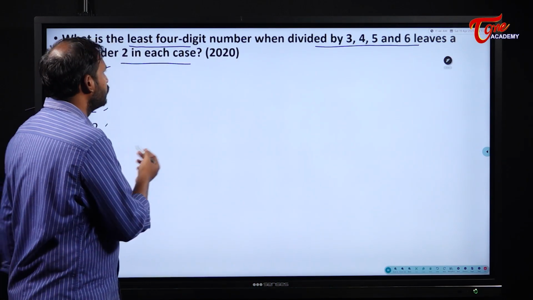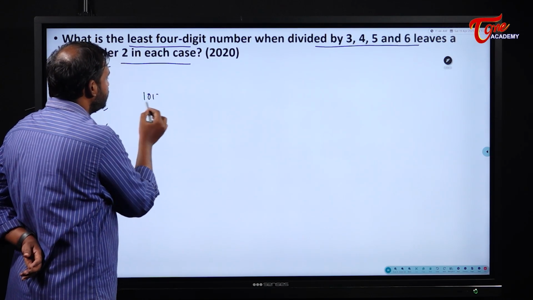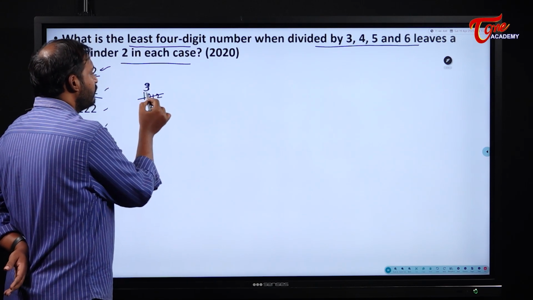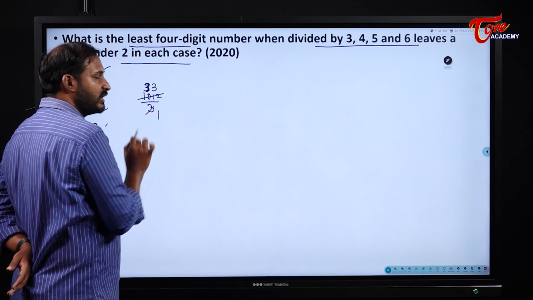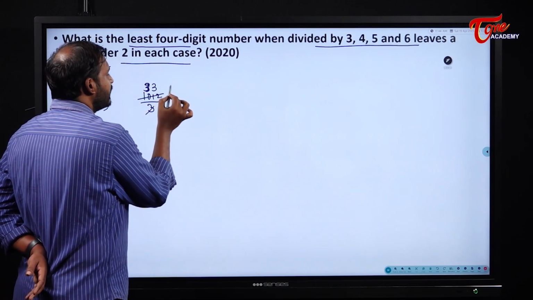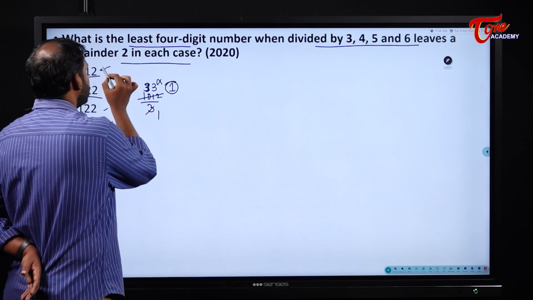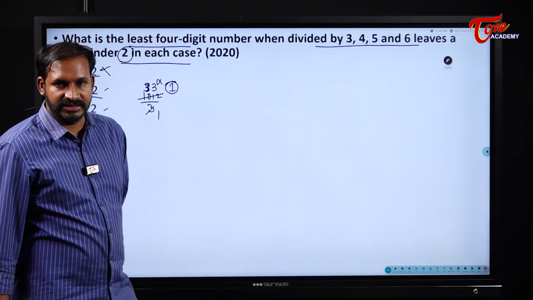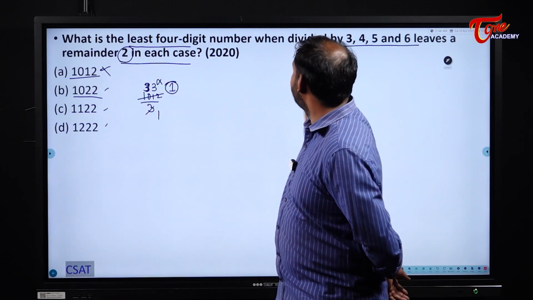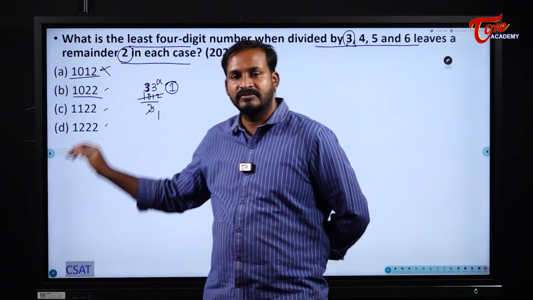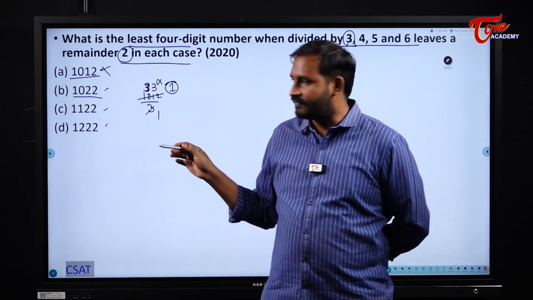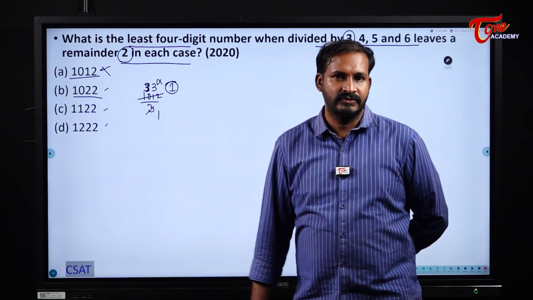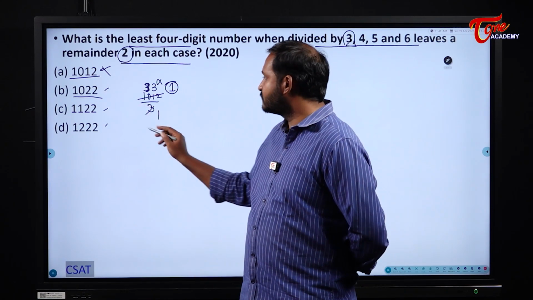1012. If I divide 1012 by 3, what is the remainder? 3 ones are 3, 3 threes are 9, 1 and 1, 4 threes, once again 22, so I will get a remainder of 1. So this is not my answer. Why? Because when I divide it by all the numbers, what remainder should I get? 2 in each case. With division by 3 itself, my first option went wrong, so no need to verify further. The remainder I got was 1, which is not at all possible for me. Now the next option is 1022.